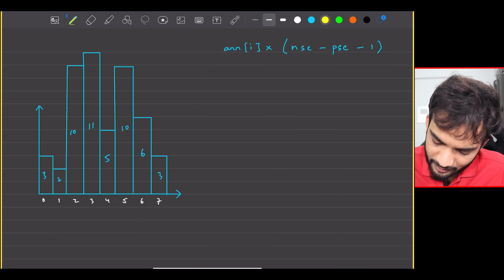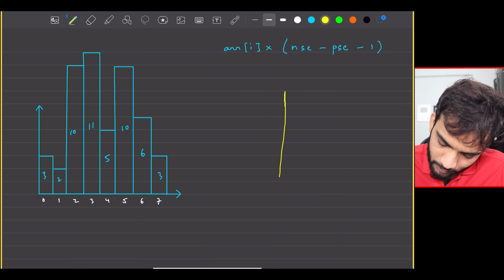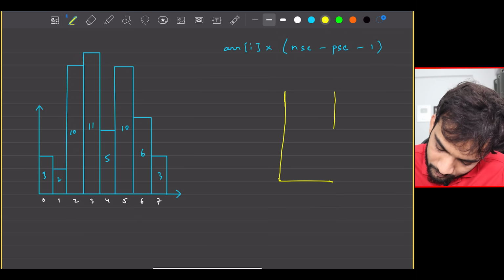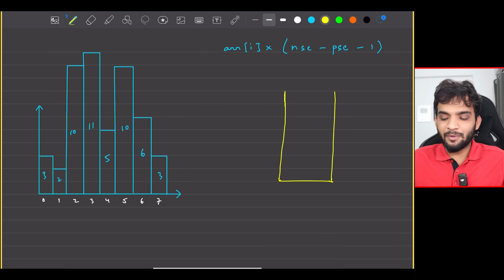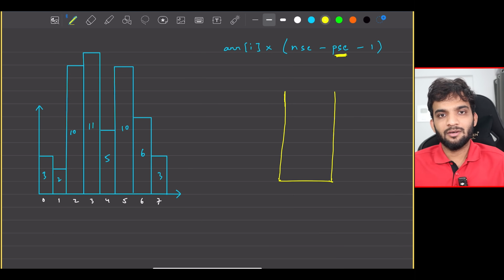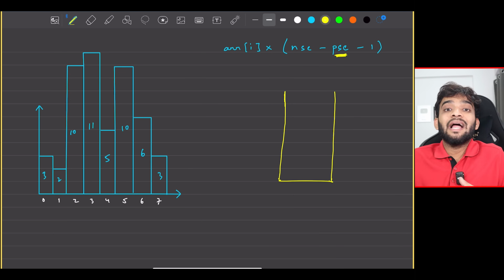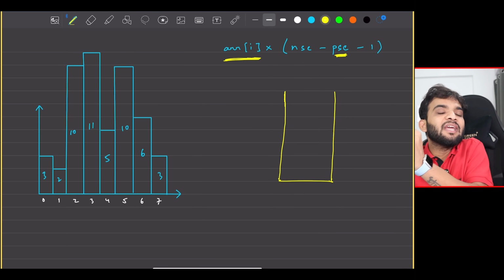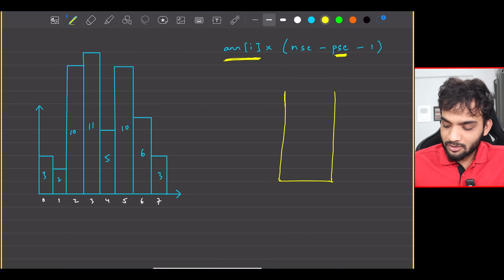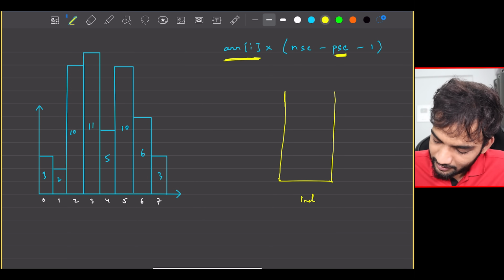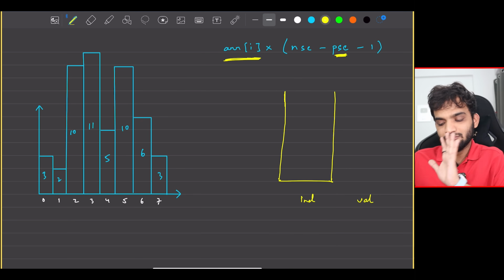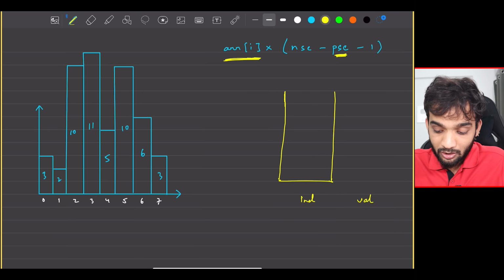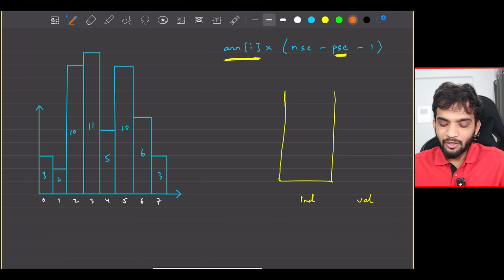So let's quickly do the dry run. What I'll do is try to do the on-the-fly operation for the previous smaller element, and while doing it, I'll apply this particular formula for each and every element. Let's see how. I'll be storing the indexes, and in order to understand, I'll be storing the value on the side, just to understand, not in the code.